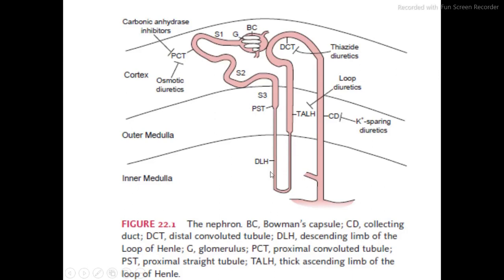Then the DLH phase. Now what is the DLH? That is the descending limb of the loop of Henle. Now this descending limb of the loop of Henle is impermeable to ions. So ions cannot pass from this descending limb, but water can freely move from the luminal fluid.